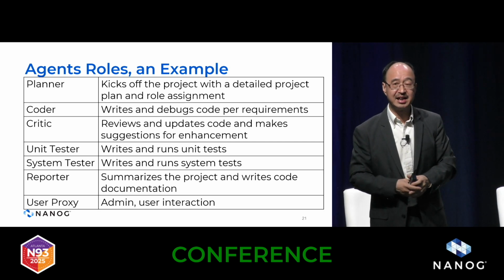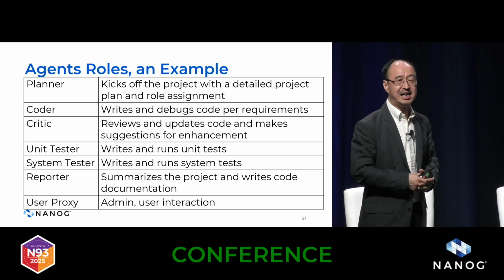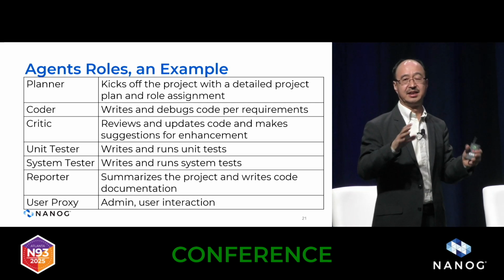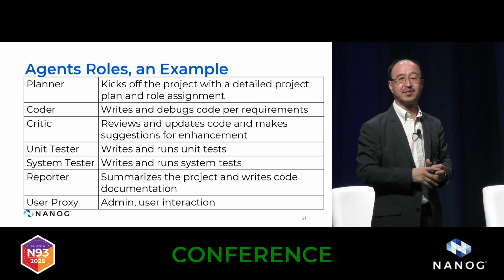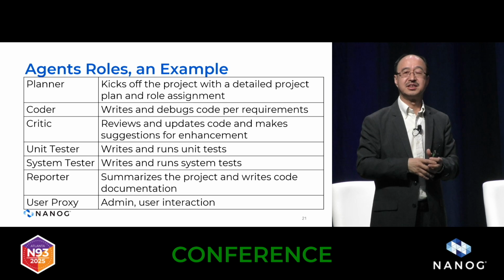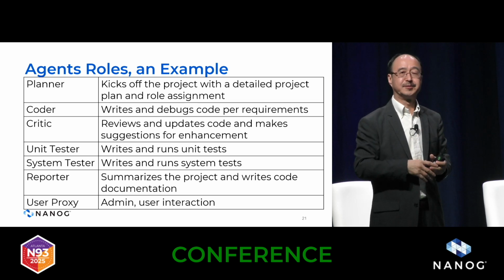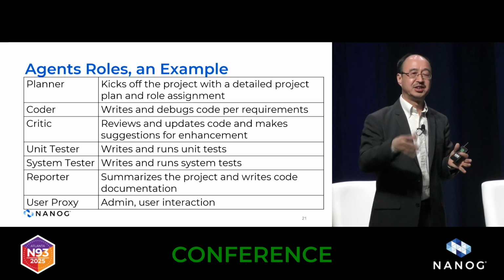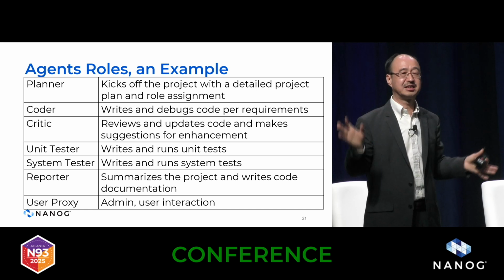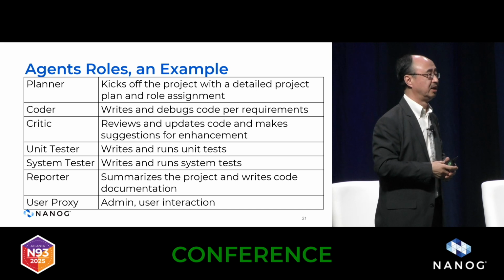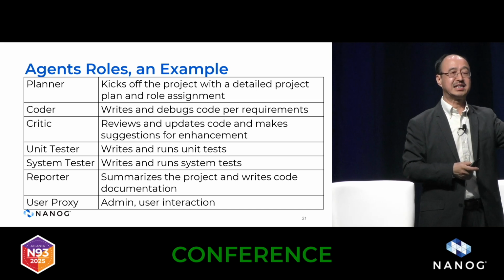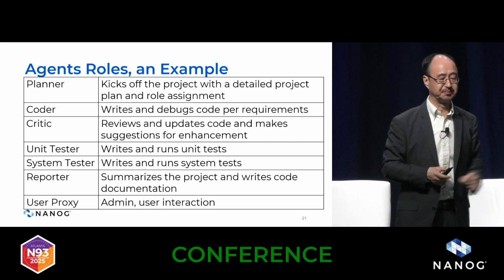Then the critic agent is another agent that reviews the code that's generated by the coder agent and enhances the code, checks for errors, checks for, typically you would see checks for security, robustness, logging, a lot of these capabilities that the review agent is going to perform based on the code that's written by the coder agent.